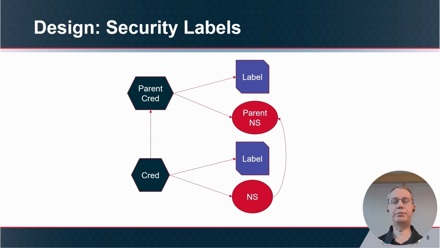This diagram depicts process labeling, where each process has its own credential structure, which references, through the security blob, a namespace and a label in that namespace. And each credential also references the credential in its parent namespace, so that from a given LSM hook, we can obtain the appropriate label to use based on the namespace in view.